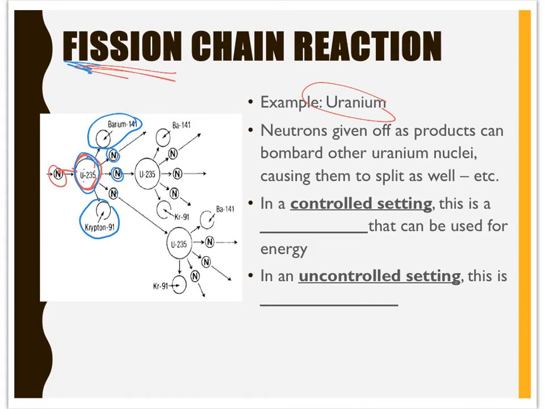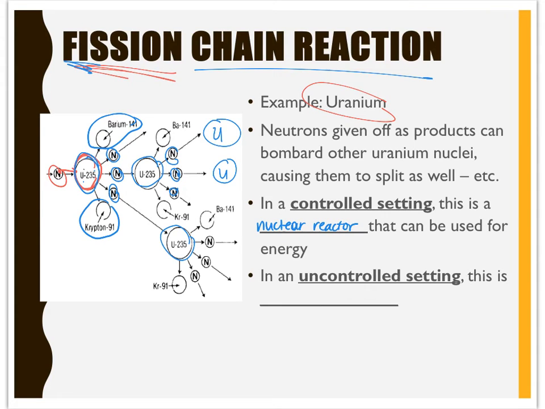These extra neutrons that are given off as byproducts are then available to collide with more uranium, which can then give off more neutrons, which would then collide with more uranium. So it causes this chain reaction. If the chain reaction occurs in a controlled setting, this is a nuclear reactor. So anything like a nuclear power plant, this is what's going on.